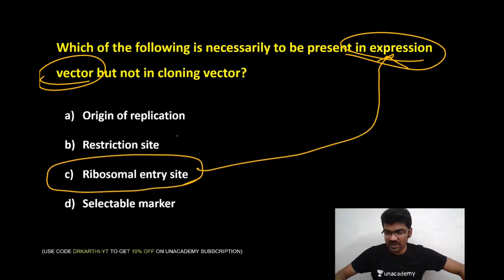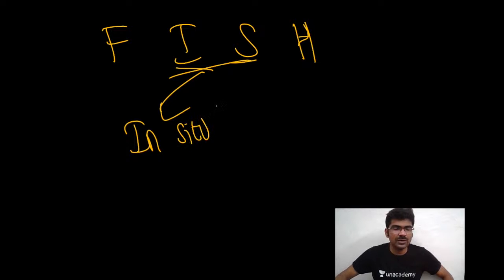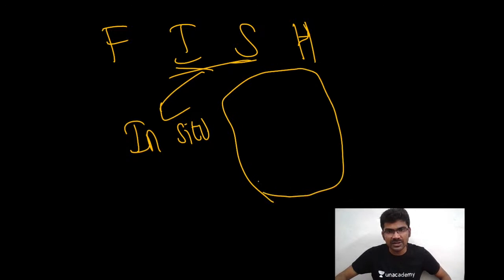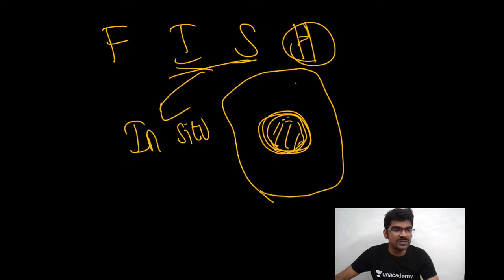So Akash was asking about fluorescent in situ hybridization, FISH. So what is the meaning of in situ? In situ means in the cell itself, in the cell nuclei itself. Clear? So the nucleus itself is there. Hybridization means you are okay.